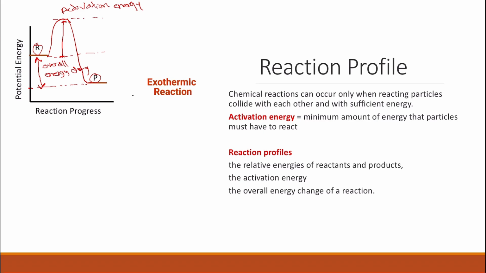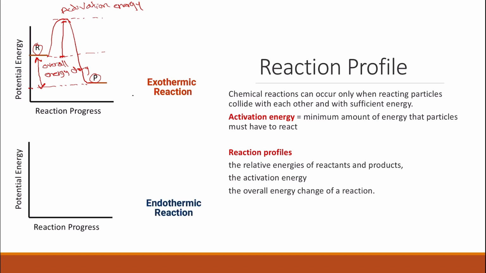What about the endothermic reaction? So let's have a look at the endothermic reaction. Again, we have the reaction progress on the x-axis and we have the potential energy on the y-axis. And then we have the energy of the reactants and energy of the products. We know that the energy of the products for endothermic reaction is higher than the energy of the reactants. Now let's represent the activation energy and the overall energy change.